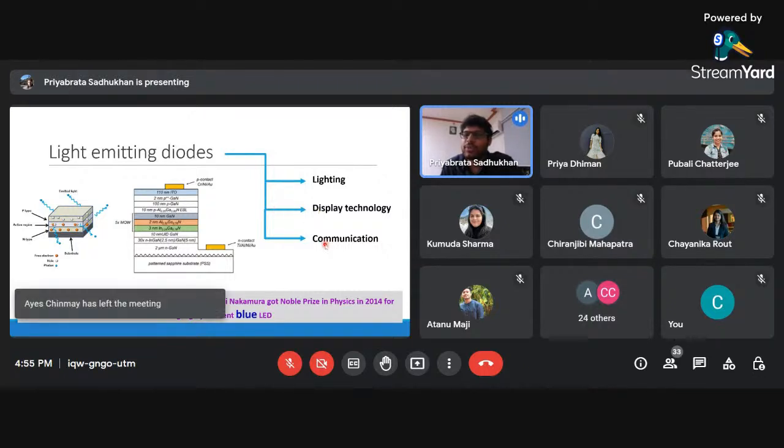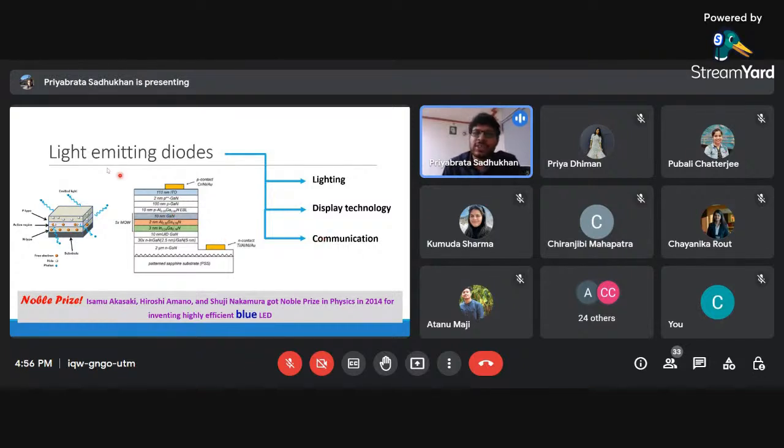And the third one is communication. Like fiber optic communication, it is totally based on LEDs. In fiber optical cable, there is no current, only light. The light is carrying your information, and that light is generated from an LED. So that's why light emitting diodes are very much important.